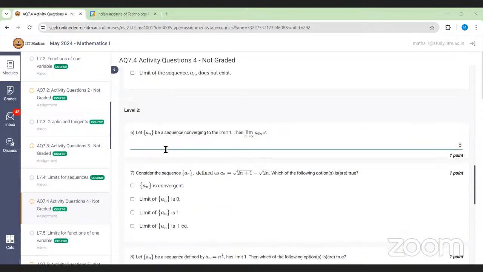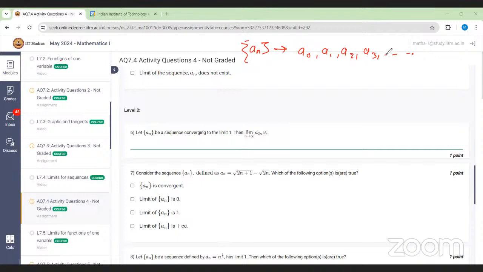This one? Let A and B be sequences converging to limit 1. So here you have to use the concept of subsequences. Do you know what subsequences are? Suppose you have a sequence here. We can list it out by terms, right? So it will be A0, A1, A2, A3, and so on. I'll give you the informal definition of subsequence. The formal definition involves a little more.